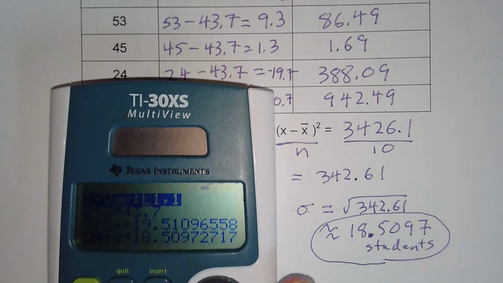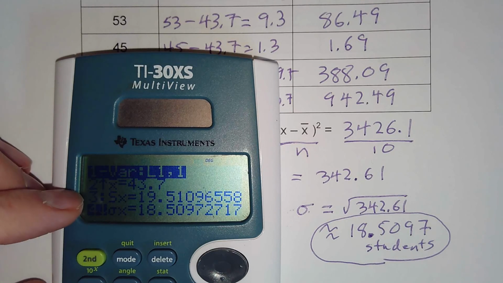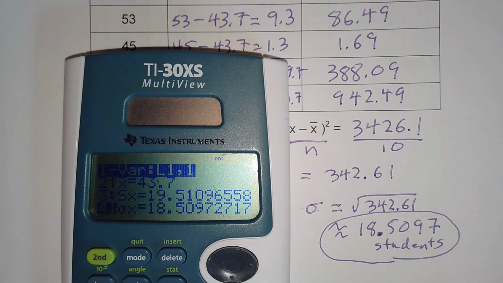Notice that matches. Now, for all the problems you're going to do in the homework and all the problems you're going to do in the test, they're always going to use line 3, because they're always going to be doing a sample. That's the way this book operates.